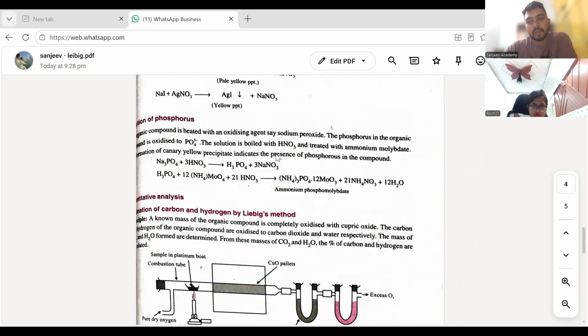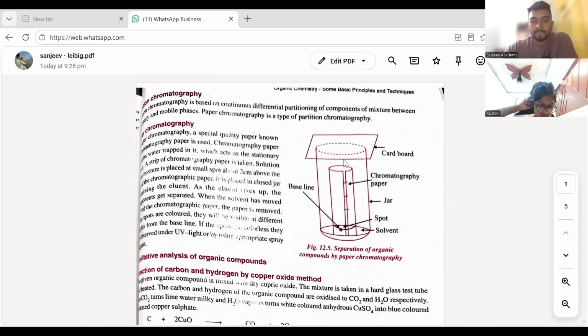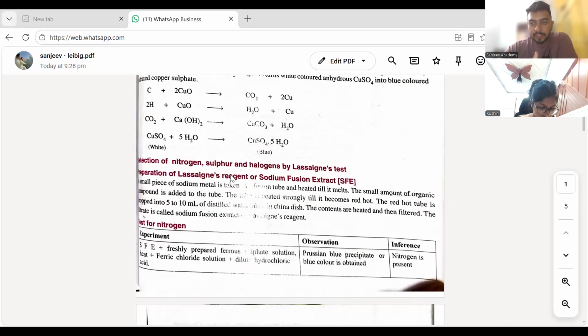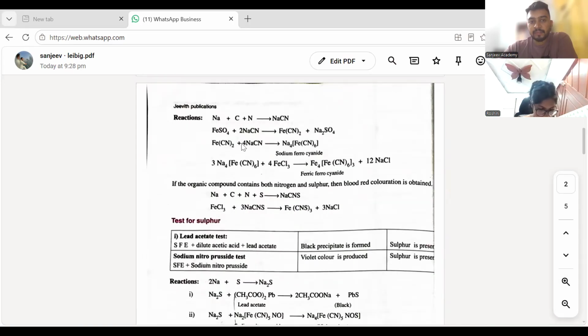So what I want is, I'll be sharing the document now. Study these things and then write the test. I'll tell you what to write in the test. I want you to study the preparation of the Lassaigne's extract, the reagents, everything. Then the tests for it, with the same table and the same reactions. If there is 4 NaCN, I need 4 NaCN. Anything missed, 0 marks. Any number missed is 0.